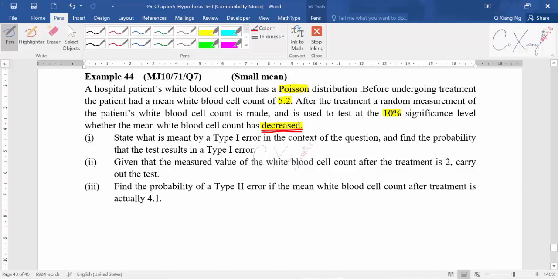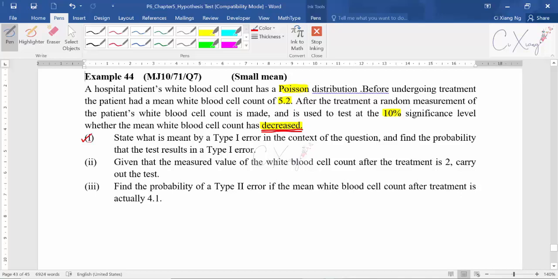First they ask you to state what is meant by a type 1 error in the context of the question, and find the probability that the test results in a type 1 error. So they're asking for two things here. First, they want you to explain the type 1 error in the context of the question. And after that, they want you to calculate the probability of the type 1 error. So how can we do that? Let us start.